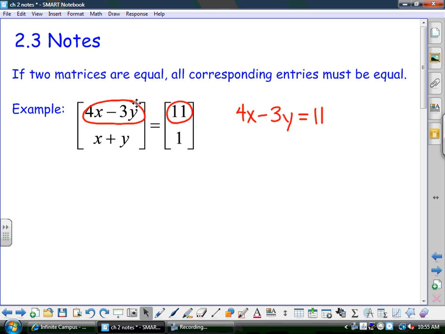And the same thing, the number that is in row 2, column 1, has to equal the number that's in row 2, column 1. So now we have another equation, x plus y equals 1. That's two equations with two variables, and so we'll solve it using substitution or elimination. Pause the video and see if you can solve that system on your own.